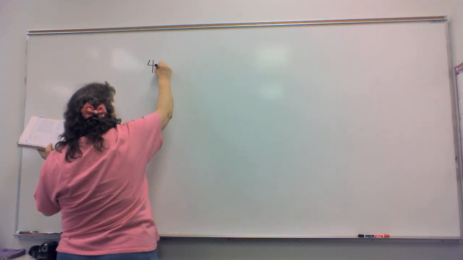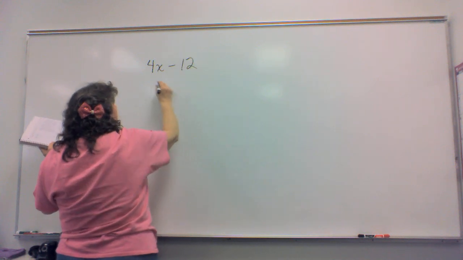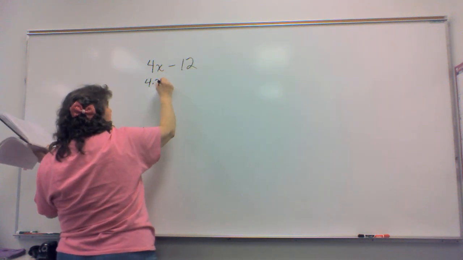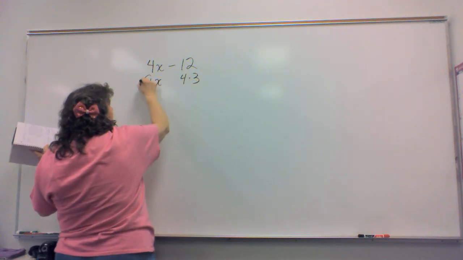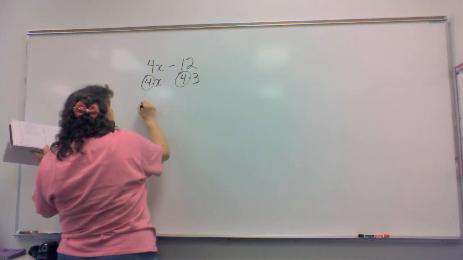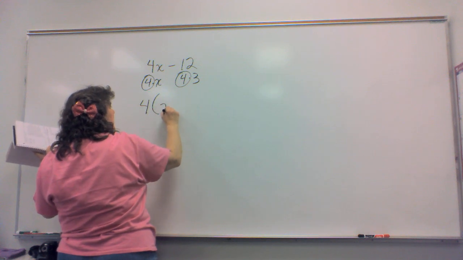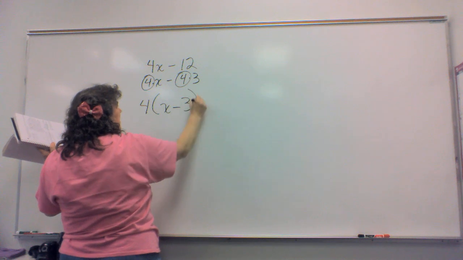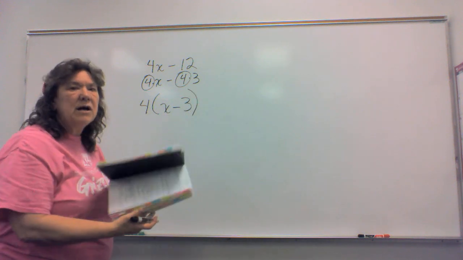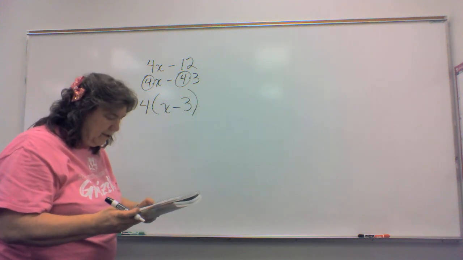For x minus 12. Notice this is 4 times x. This one is 4 times 3. My common factor is 4. Pull it out to the front. I'm left with x, and don't forget this is a minus here, minus 3. And that is the greatest common factor of that binomial.